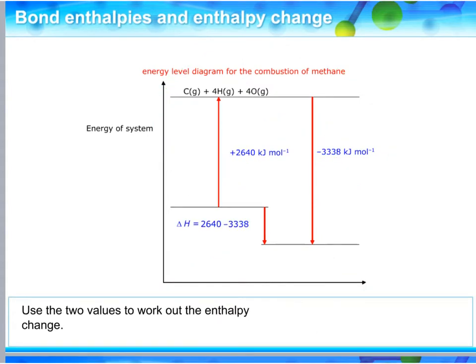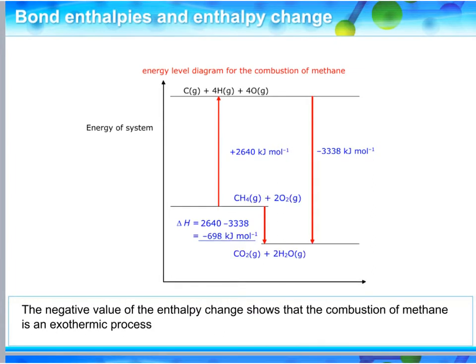So now we'll apply Hess's law as we just did. So this is the sum of the bonds broken minus the sum of the bond enthalpies of the bonds made, and the overall enthalpy change is minus 698 kilojoules per mole. And we'd expect that for a combustion reaction. It's exothermic because heat energy is being released.